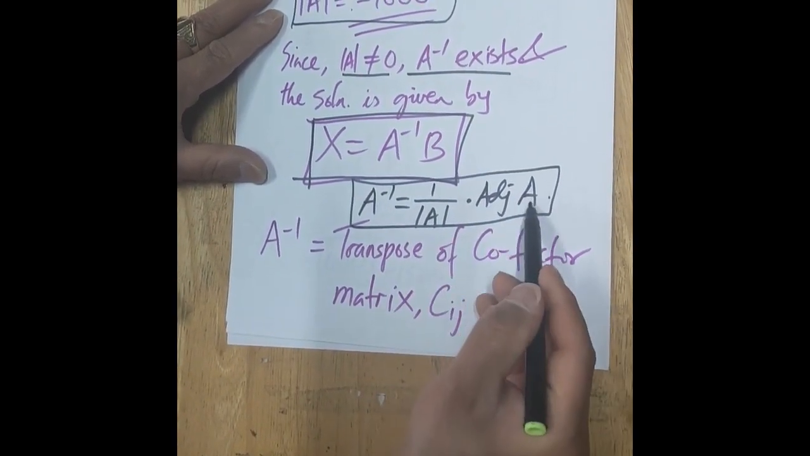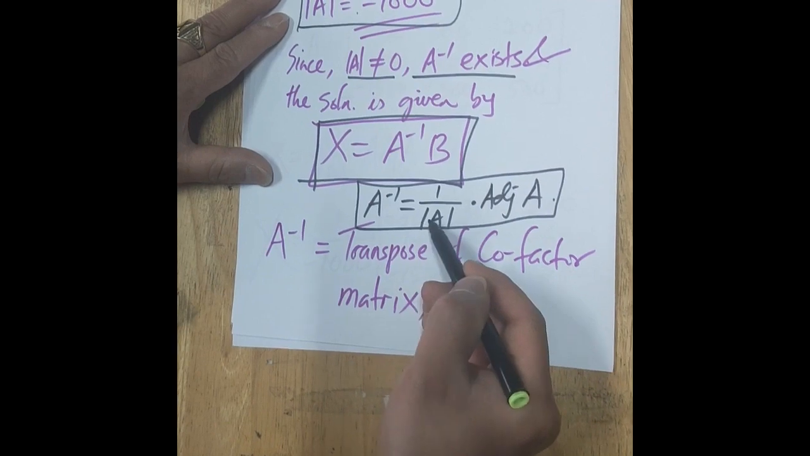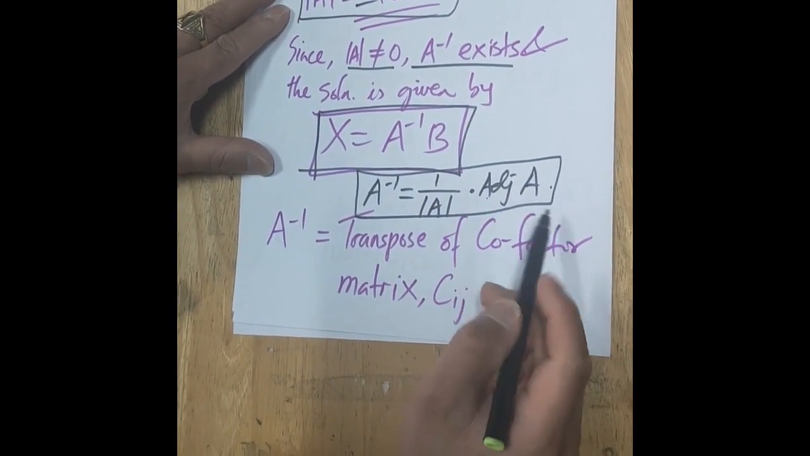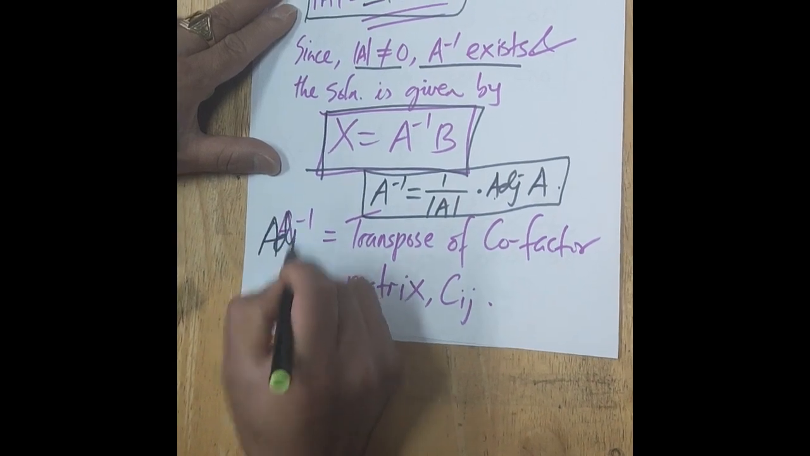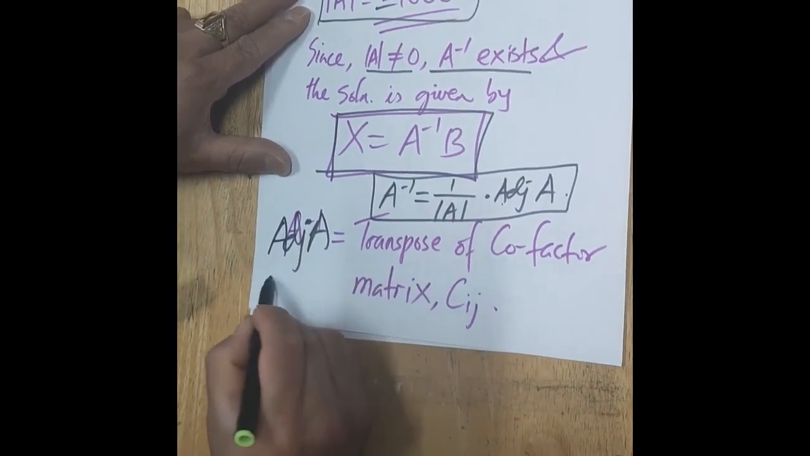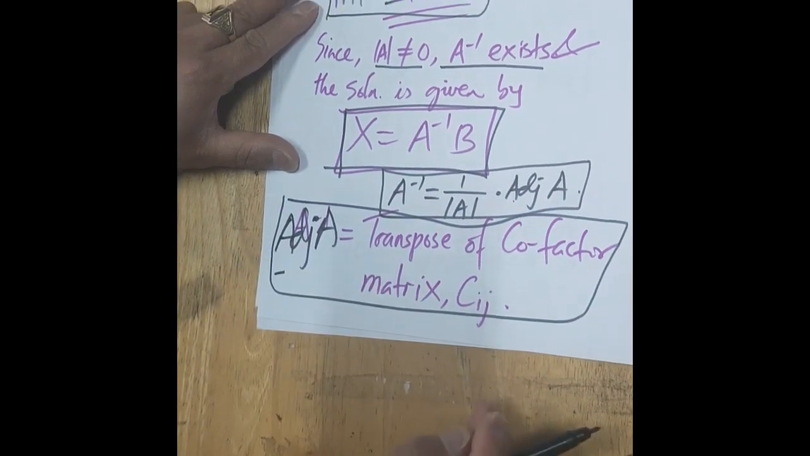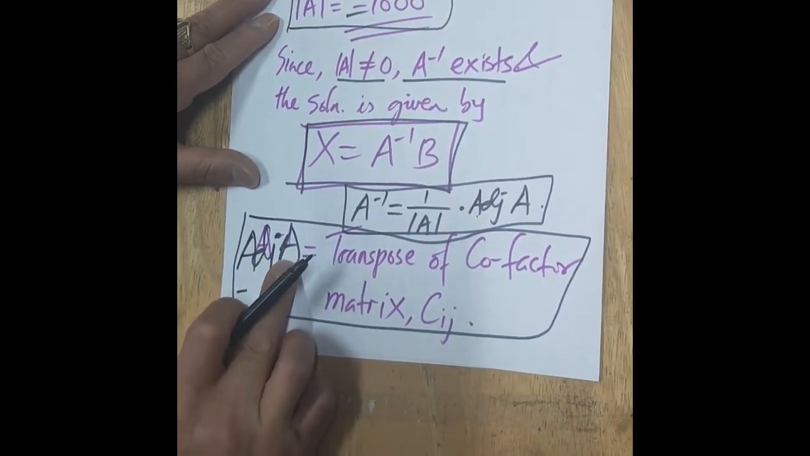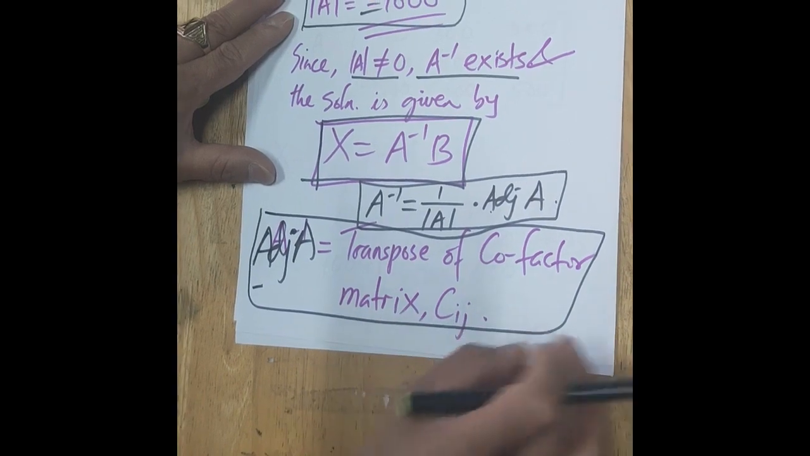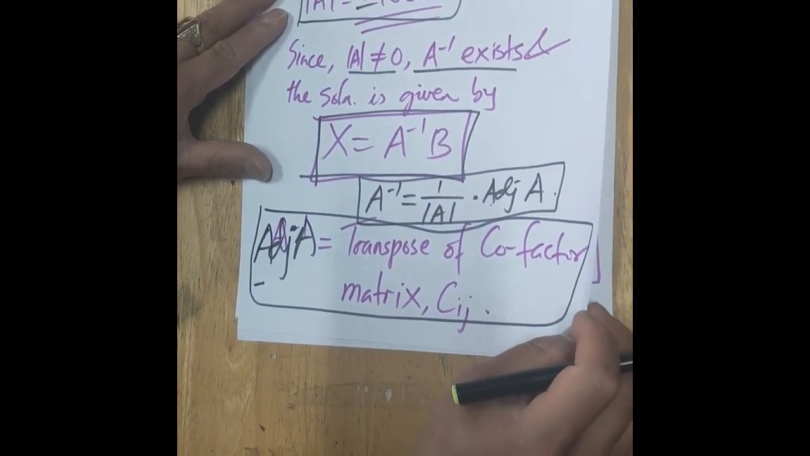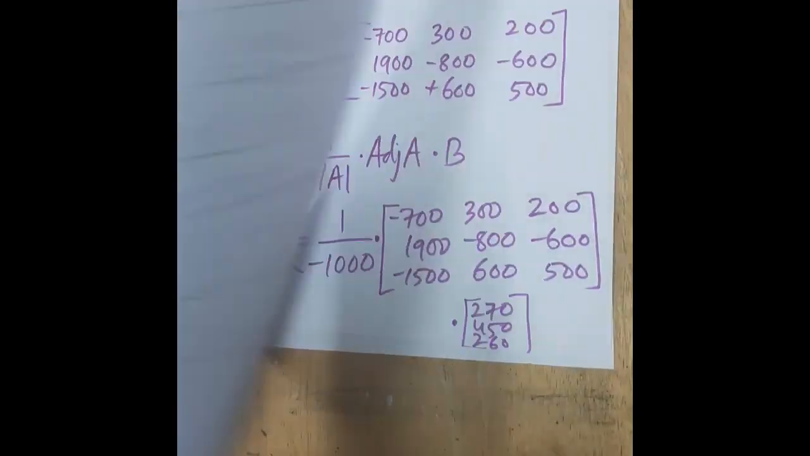So how do you find the adjoint of matrix A? The determinant we have already calculated as negative 1000. The adjoint of the matrix A is obtained by taking the transpose of the cofactor matrix. How do you find the cofactor of the matrix? We have already gone through that in the earlier lectures.